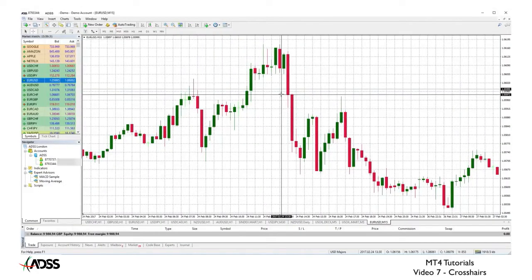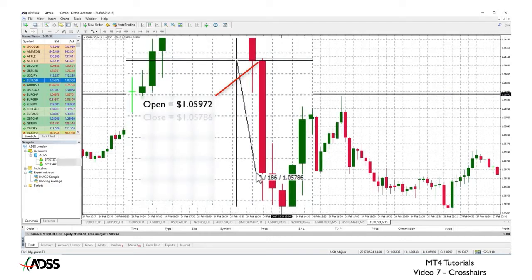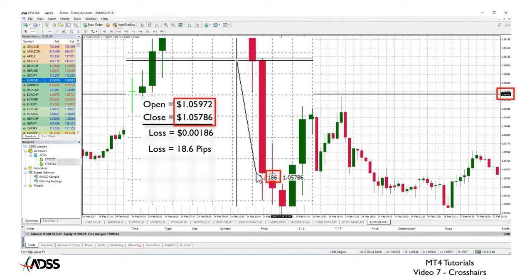For example, looking at this 15-minute chart on Eurodollar, we can see that price fell from $1.05972 to the close of this candle at $1.05786. That means it lost $0.00186, or 18.6 pips. If we measure this with the crosshairs, we get a figure of 186, not 18.6. That is because the price is displayed here in 5 decimal places to the right, and the crosshairs are using these prices to calculate the difference. So, please watch the decimal placing.